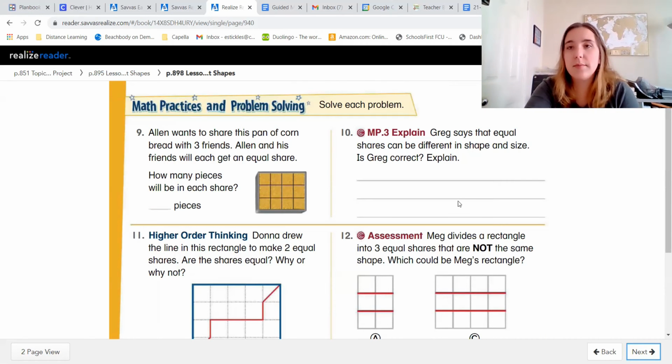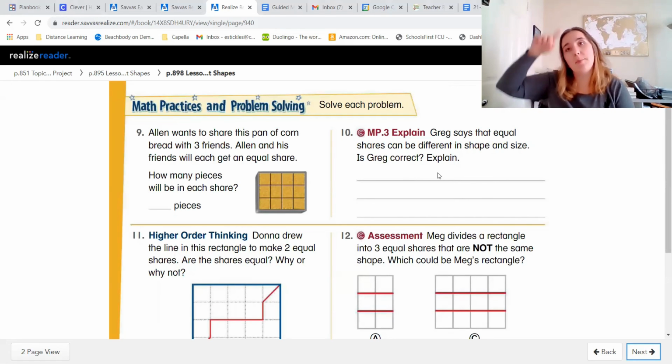Okay, let's look at number 10. It says, Greg says that equal shares can be different in shape and size. Is Greg correct? So think about what we just said in number 8. We know they can be different shapes, right? Because we can make them different shapes, like an L shape or a straight line this way.